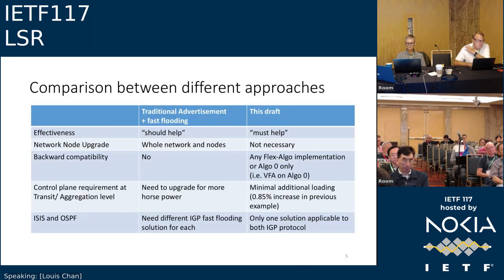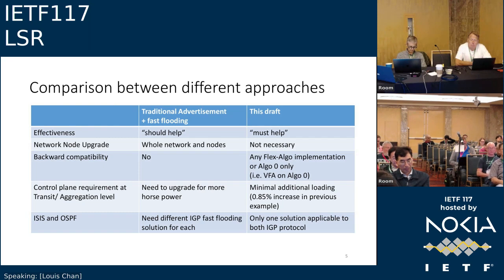And then in the email discussion, we discussed different methods, right? A comparison between the two: one is the traditional advertisement method, that means per link advertisement plus fast forwarding, compared with this draft. So first of all, effectiveness. I think the first one should help because you are fast forwarding all these things. But this draft, because of the smaller size, must help. Because it's physics, right? Small size of advertisement must help.